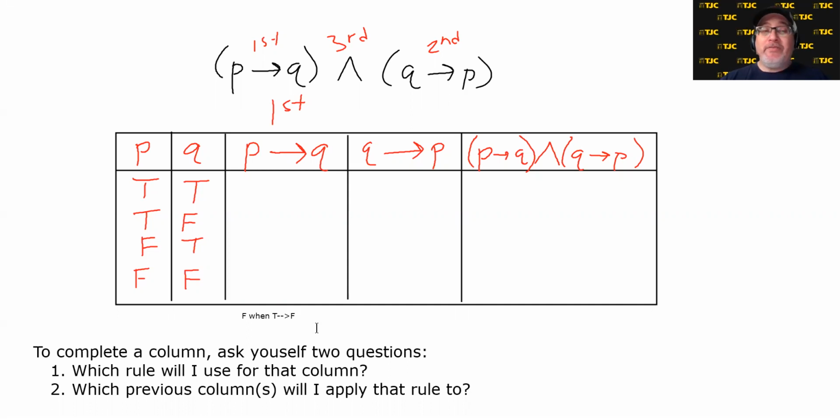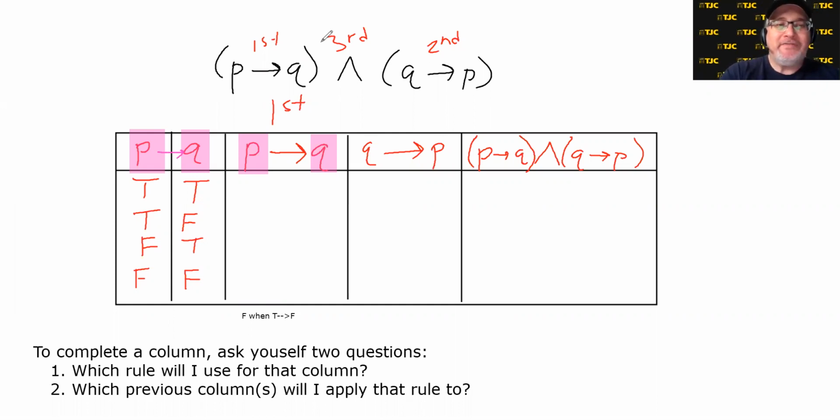Then I have to know which previous columns to do it to. Well, to locate the columns you're going to do it to, all you have to do is look on both sides of your connective. I need the column representing P and the column representing Q. Here they are. Then I'm going to apply the rule. The rule says I'm going to write false only when T points to F. I have P pointing to Q. And if it helps, draw that arrow there, which means I'm looking for T pointing to F.